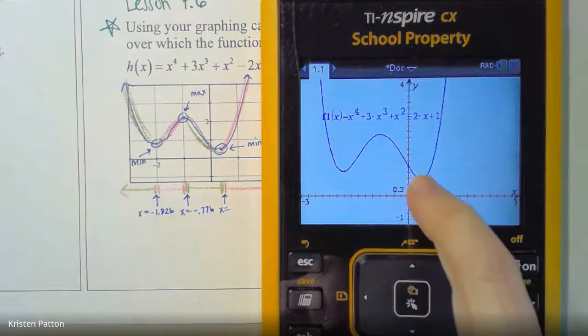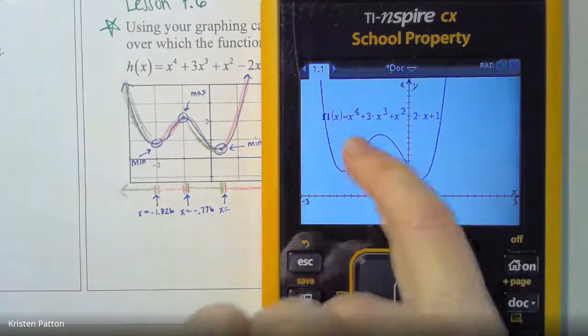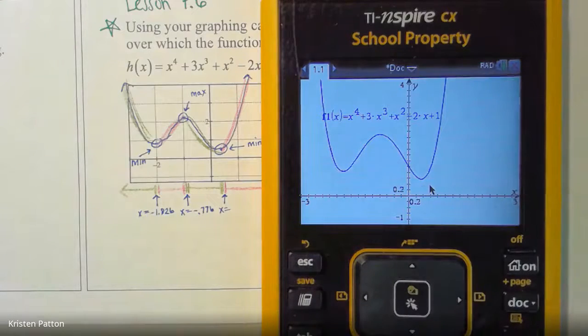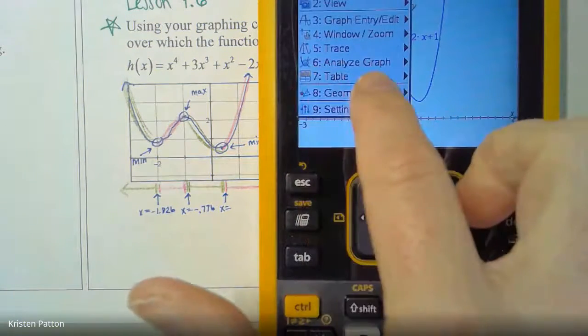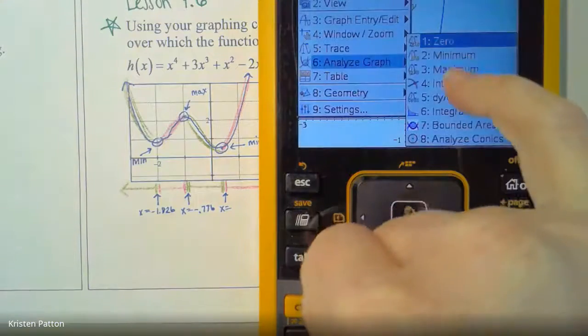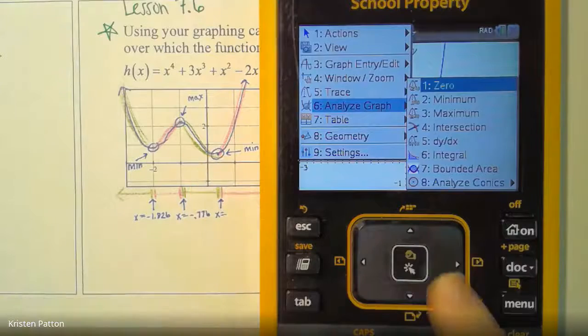All of us are still trying to find this point here. We just hit different buttons. On the Inspire, we're going to go to menu. Sorry, move it up a little bit. We're going to go to menu. And then number 6 says analyze graph. It's the same 2 questions, just a different number. So this one, yet again, is a minimum.